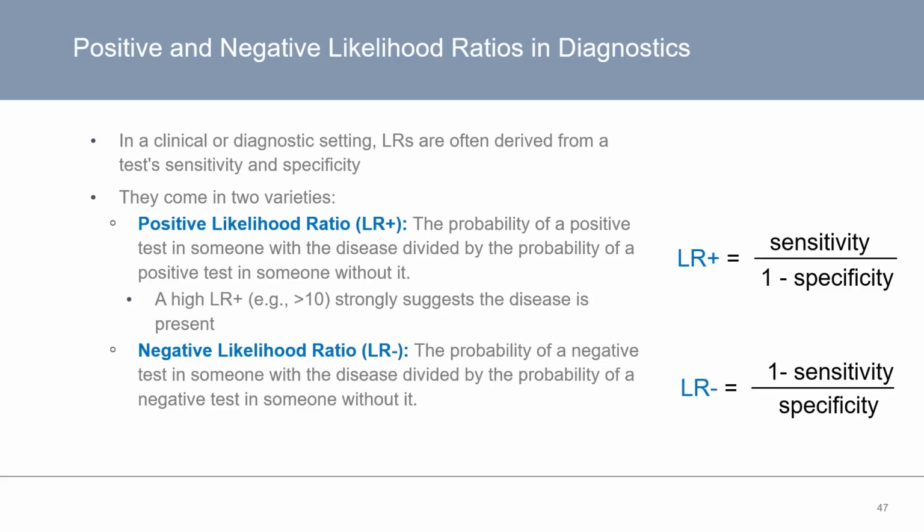Differently, a negative likelihood ratio, or LR-, is the probability of a negative test in someone with the disease divided by the probability of a negative test in someone without it, otherwise known as 1 minus sensitivity divided by specificity. A low negative likelihood ratio, for example less than 0.1, strongly suggests the disease is absent.